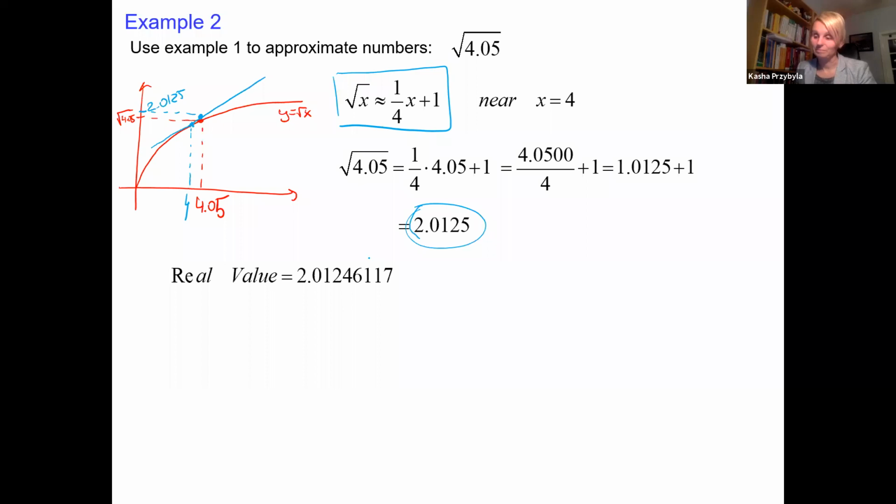Okay. And I don't have the graph. I thought that I copied the graph from your textbook.